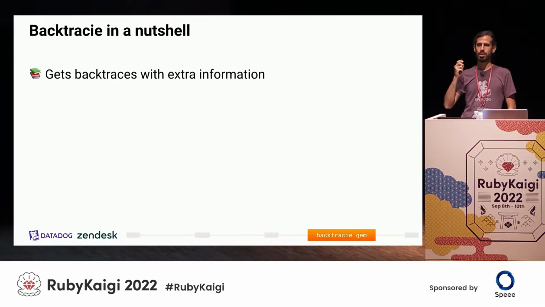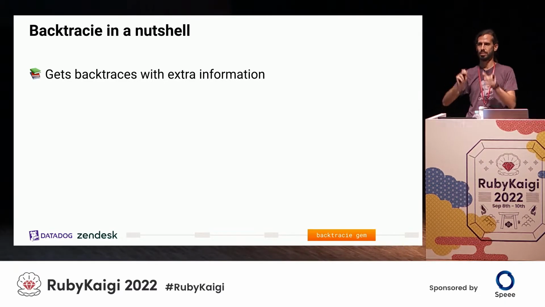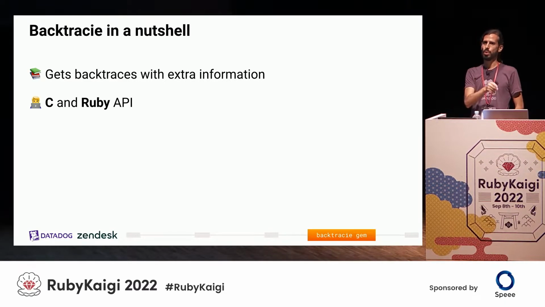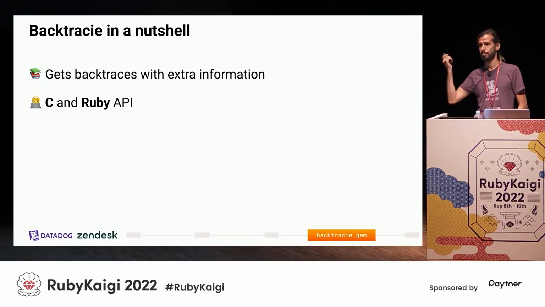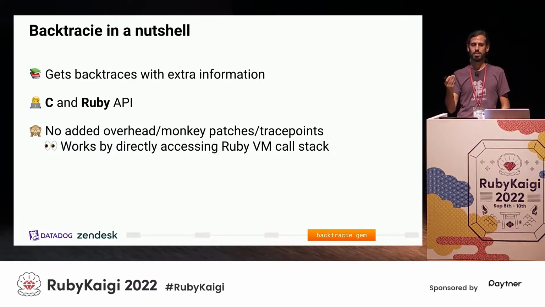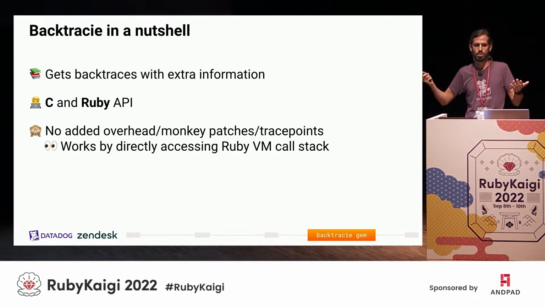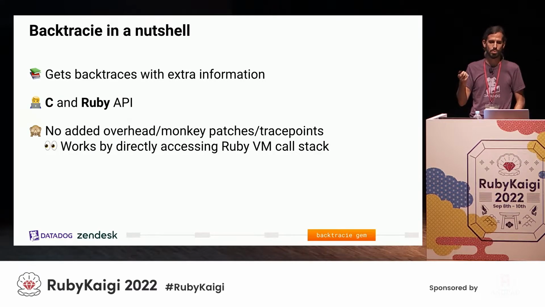So in a nutshell, backtracey gets you backtraces with extra information, and it can also give you the individual parts if you want to compose it, like print it in a different way. It has both the C as well as the Ruby level API. So obviously the Ruby profiler pprof gem is using the C API. In my example, I was using the Ruby level API. The cool thing is that it works by directly accessing the Ruby VM call stack. So when you load it, if you don't call it, there's no issue. There's no overhead, no bulky patches, no trace points. It doesn't do anything. It only works when you call it. So zero cost if you're not using it, and you only pay the cost of using it when you call it, which is cool.